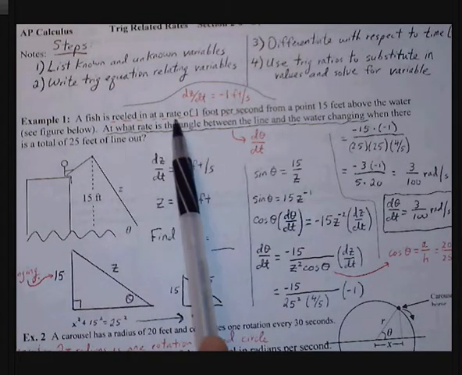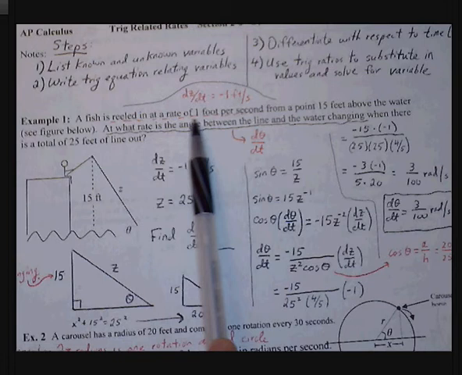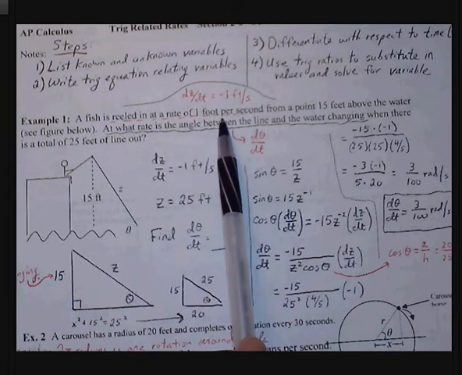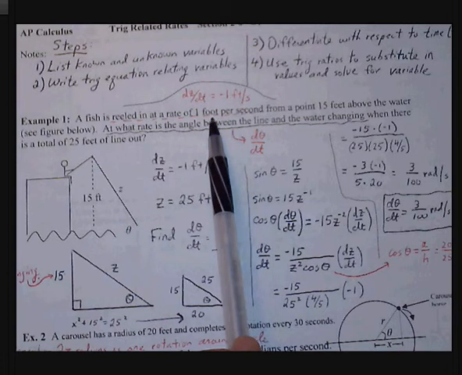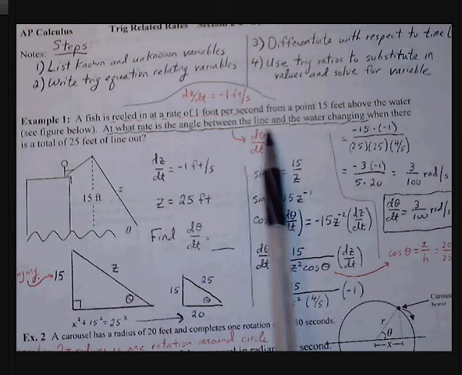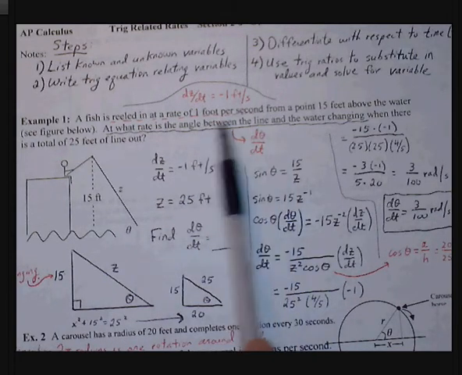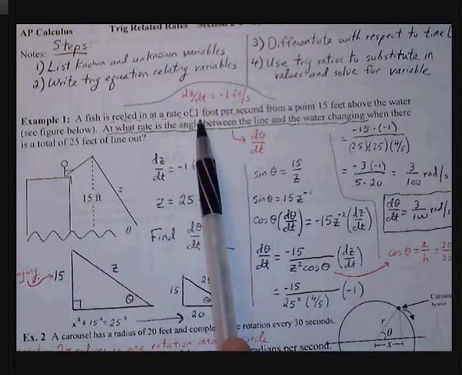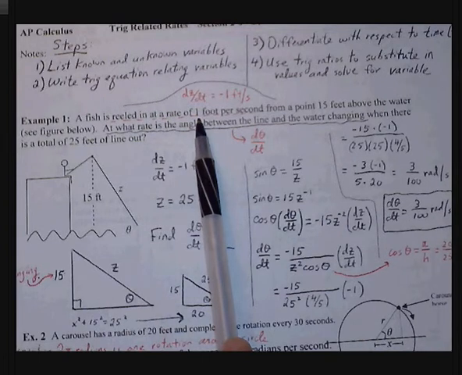So whenever you see the word rate or change, and also we see this is in terms of foot per second, we know that there has to be some sort of a rate involved. This will be assigned to a variable with some sort of a d over dt.